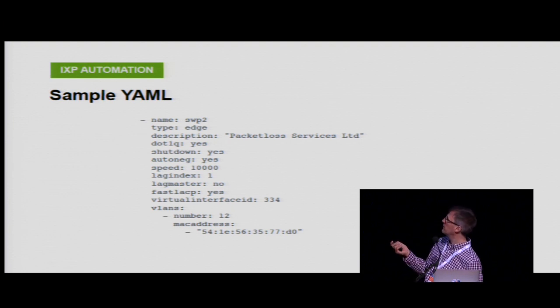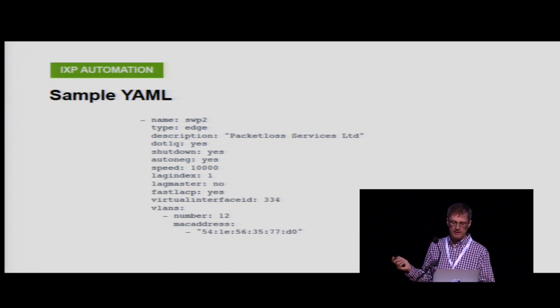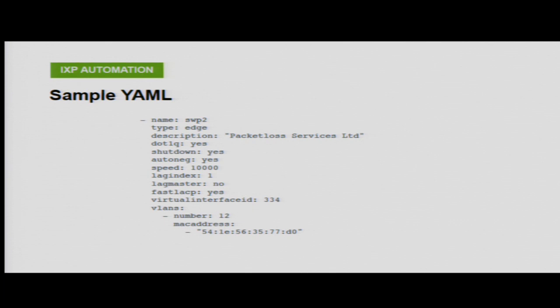So you can roughly see, this all looks really simple. This is a physical edge interface. It's part of a lag, but it's not the actual lag interface. So some tokens are actually unnecessary, like FastLACP. It's type edge, it's got a description, .1q, all that sort of stuff. And because we use MAC filtering, we have MAC addresses defined everywhere.